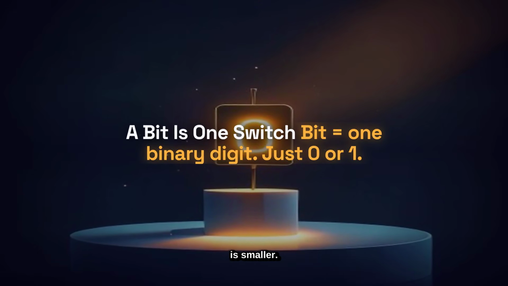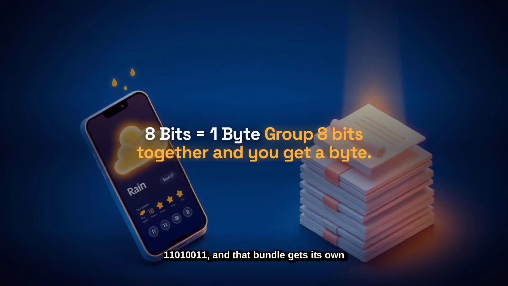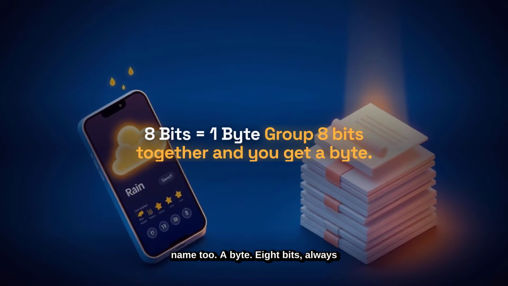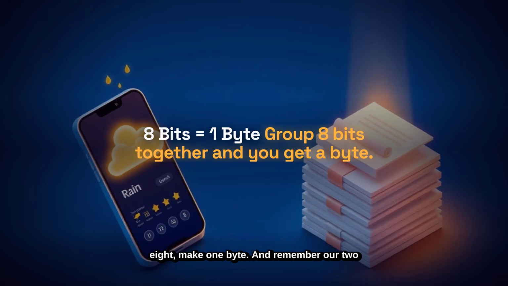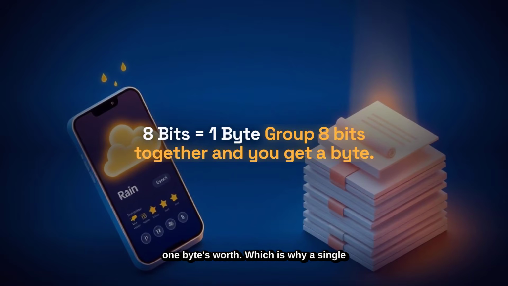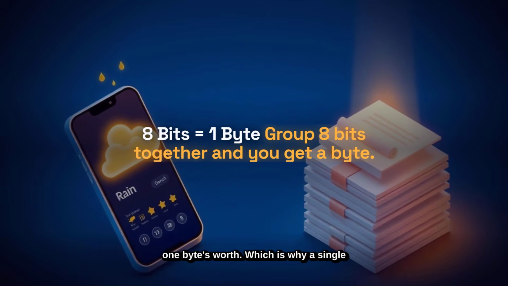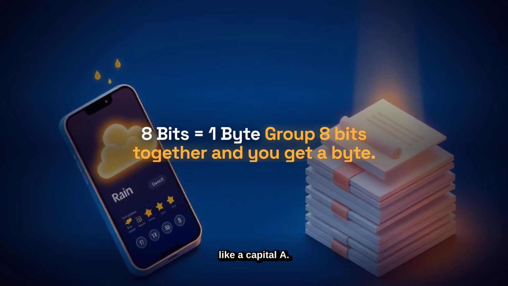Nothing is smaller. Now group 8 bits together, like 11010011, and that bundle gets its own name too. A byte. 8 bits, always 8, make 1 byte. And remember our 256 patterns? That's exactly 1 byte's worth. Which is why a single byte is just enough to store 1 letter, like a capital A.